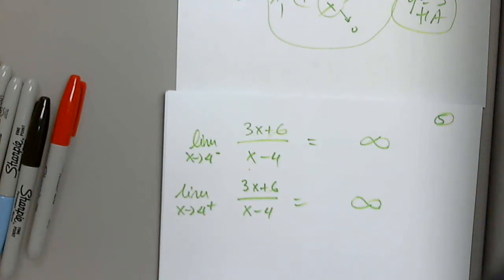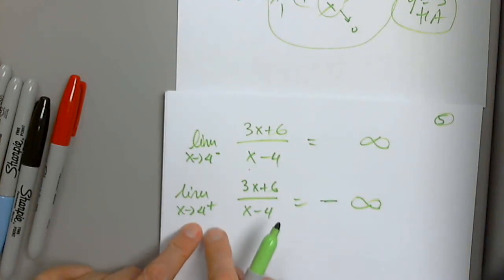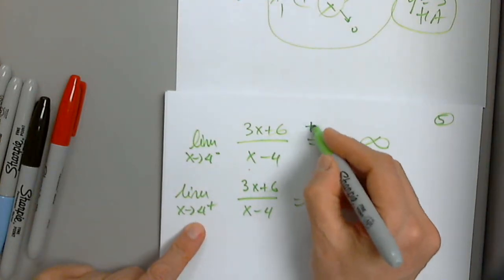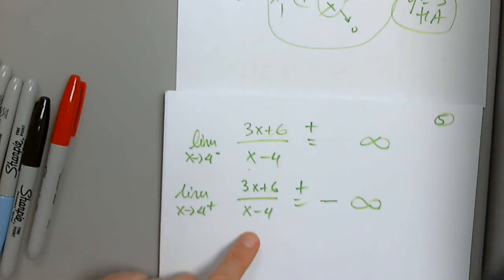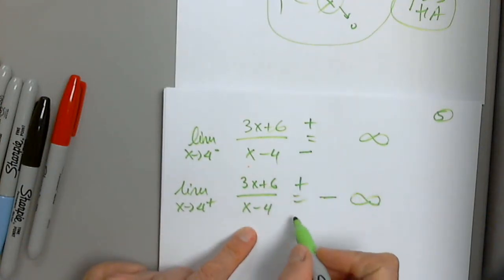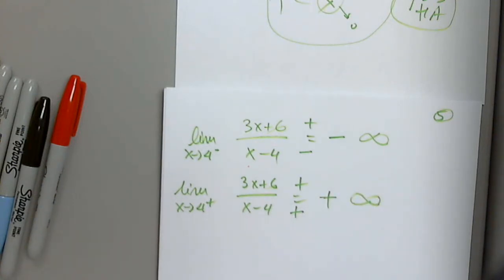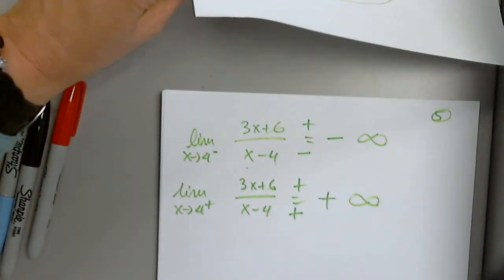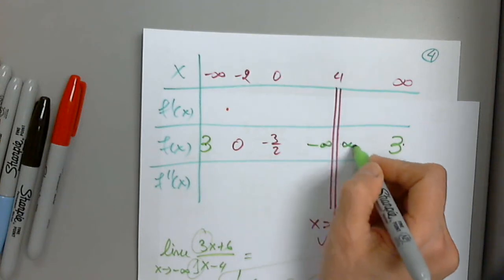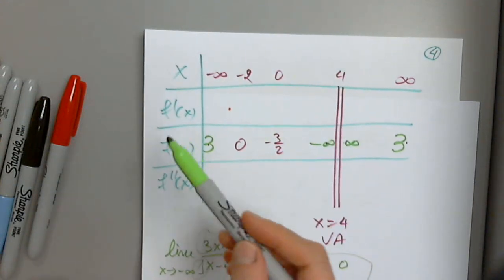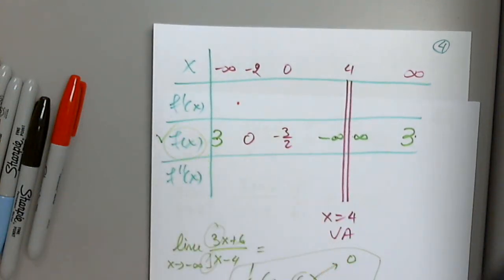Perfect. So now 4 from the right, 4.1. The top is still positive. But the denominator will be? Yes. Oh, I'm sorry, I meant to put a negative over there. Okay, so then I know from the left is negative infinity, from the right is positive infinity. I exhausted the function. I'm done. There is nothing else I can find about the function from the function itself. And now we're ready to study the derivative.